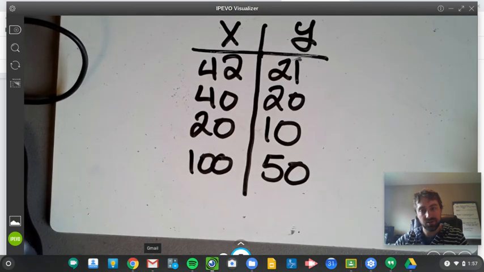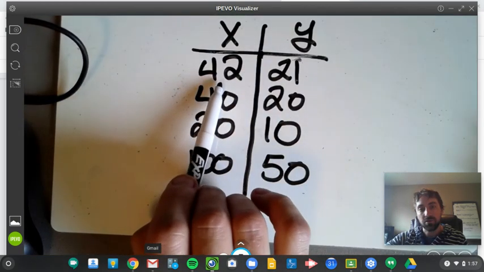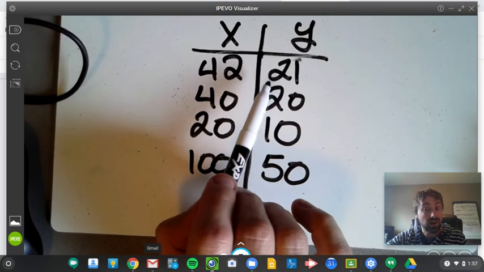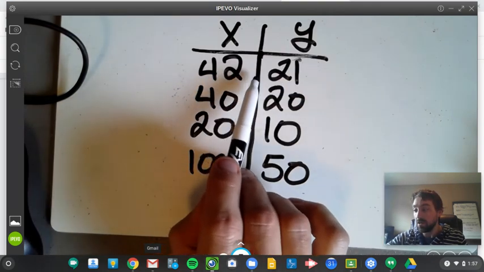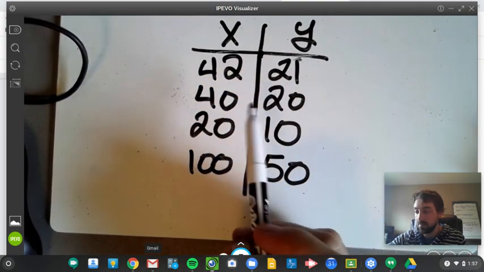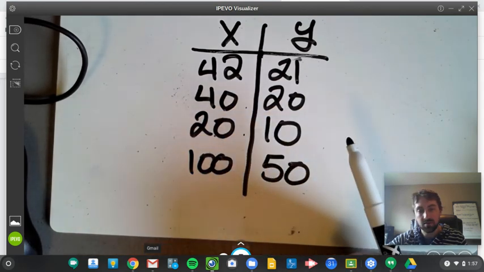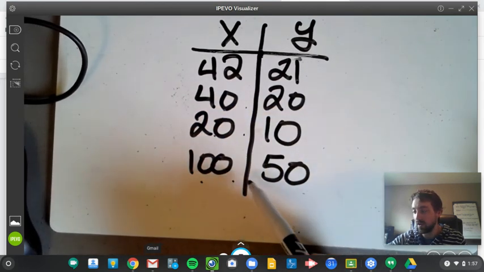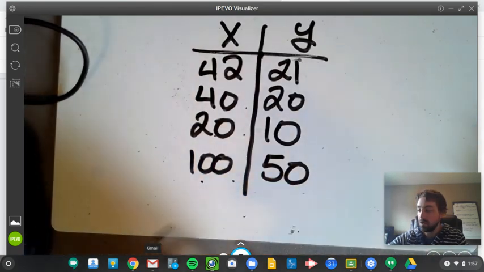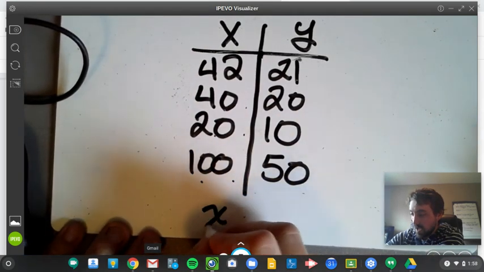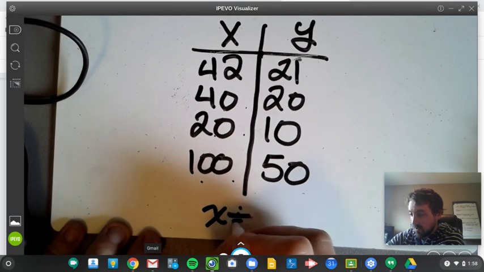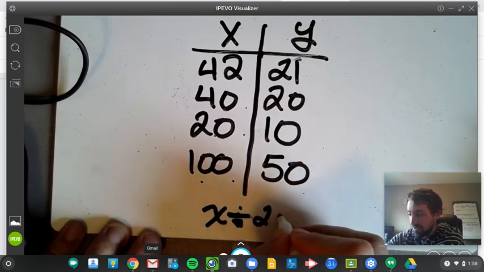Let's try division. How do we get from 42 to 21? We divide it by 2. 42 divided by 2 gives us 21. Excellent. 40 divided by 2 gives us 20. 20 divided by 2 gives us 10. And 100 divided by 2 gives us 50. So our rule is X divided by 2 equals Y.